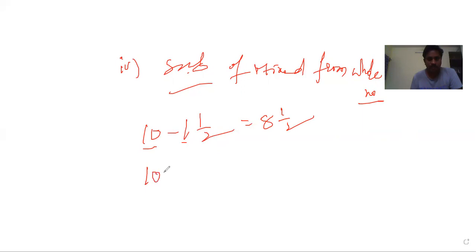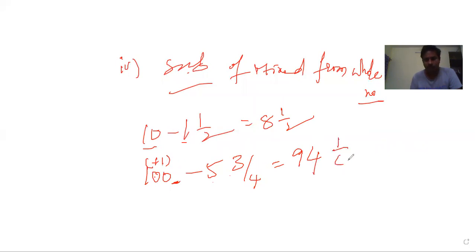Now 100 minus 5 3/4. Here the fraction is not there, so we put 1 as spare. 99. 99 minus 5 is 94. 1 minus 3/4 means 1/4.